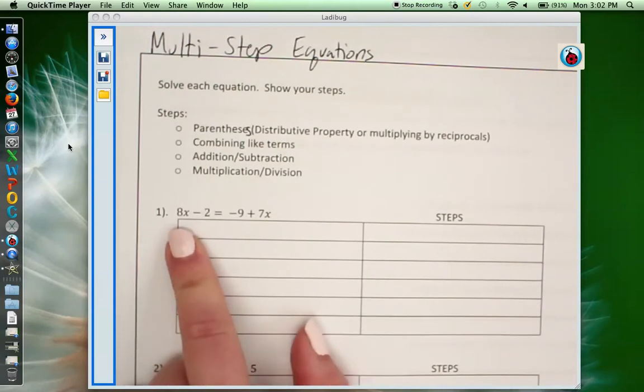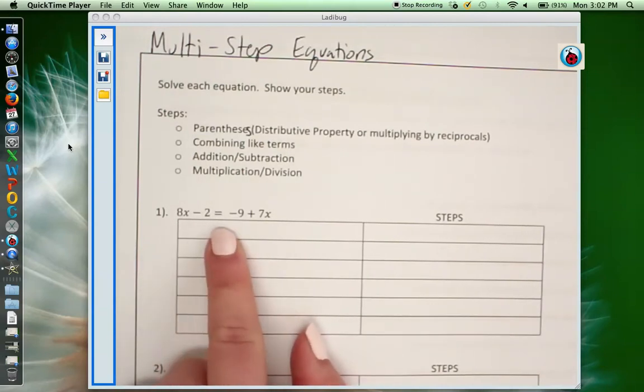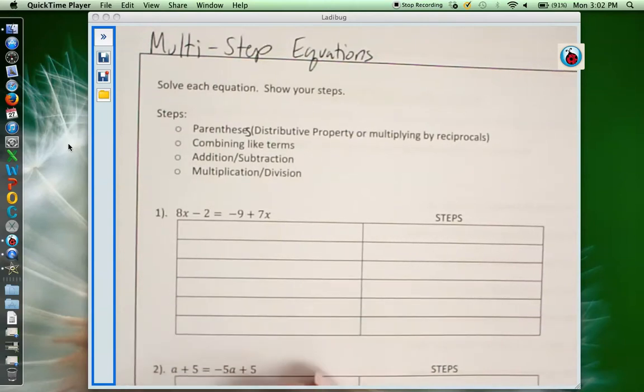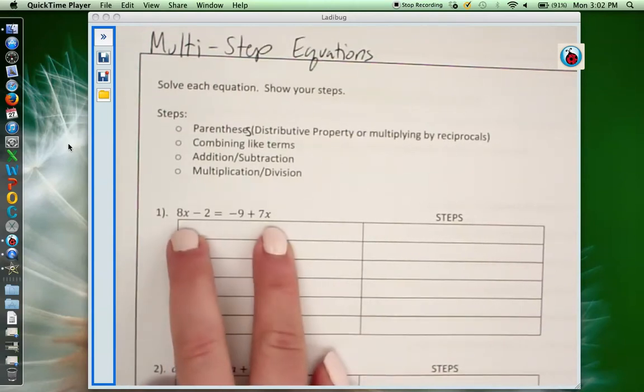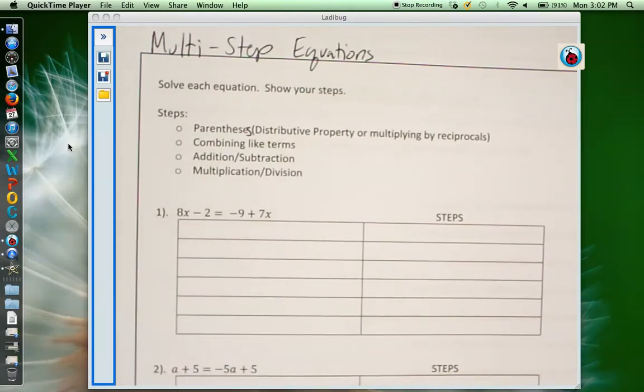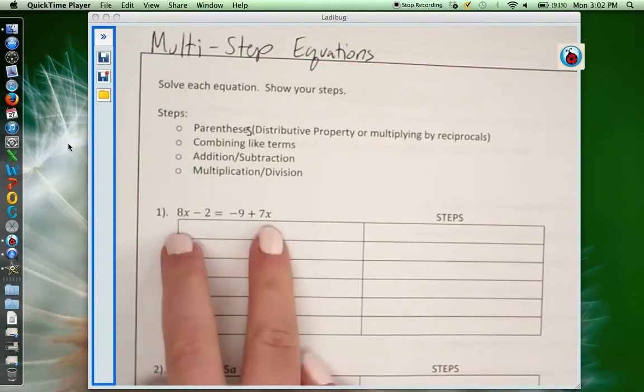Right now we have 8x minus 2 equals negative 9 plus 7x. The first thing that I notice is that there are variables on both sides of the equal sign. 8x is over here, 7x is over here. When we're solving an equation, our ultimate goal is to get the variable by itself, isolate the variable. Well, we can't do that if the variable is showing up in two different places like this. We have to get the variable by itself in one spot.